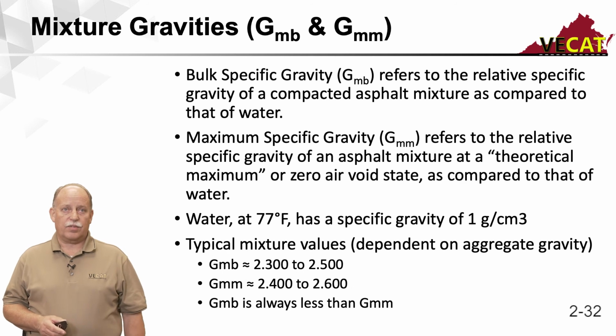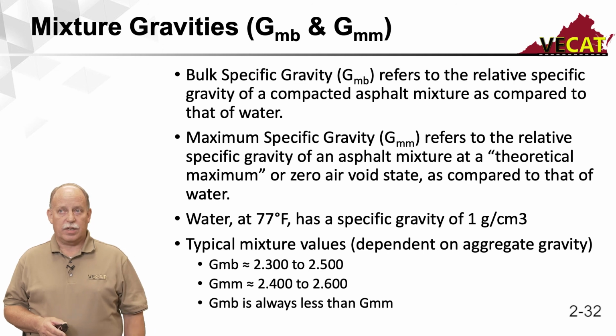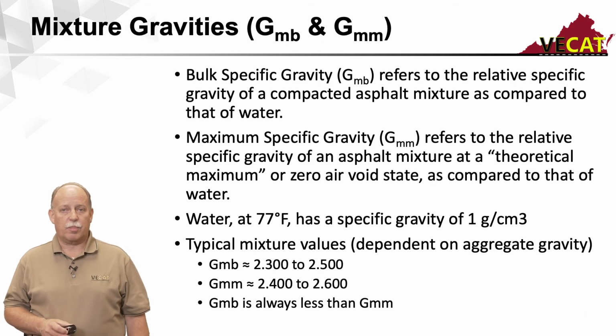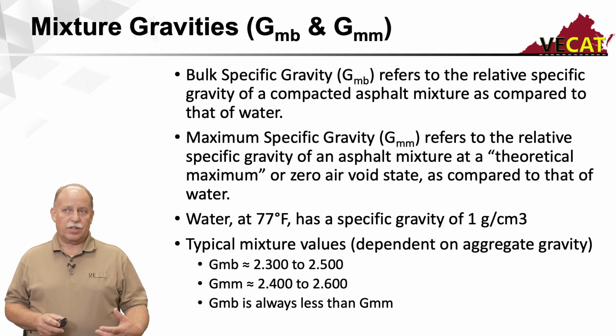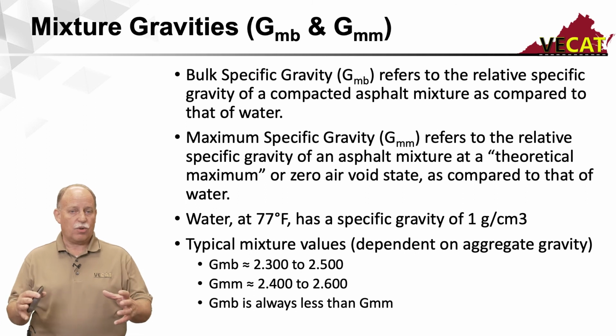Mixture gravities, we have Gmb and Gmm. The bulk specific gravity, which is the Gmb, refers to the relative specific gravity of compacted asphalt mixture as compared to that of water. So keep in mind that this is what you're comparing that to water. Weight of water is 62.4, so you're comparing that mixture to the weight of water. The maximum specific gravity Gmm, otherwise known as RICE, refers to the relative specific gravity of an asphalt mixture at a theoretical maximum. So with that, the absolute maximum zero air void space is compared again to water.